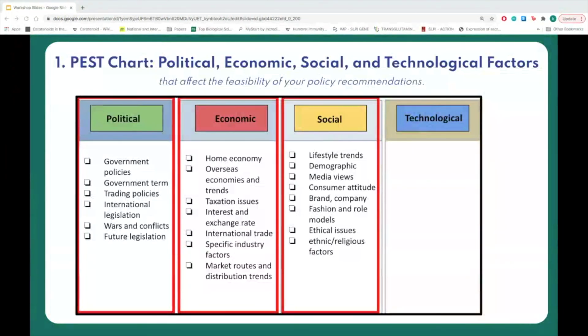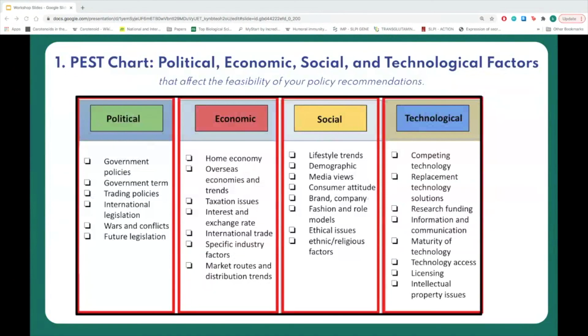Then technological factors that can affect the feasibility of your recommendation can focus on the technology actually involved in supporting or implementing a particular option, including energy usage and availability of key technology, then research funding, which is available or not, licensing, the IP landscape around the technology, and whether the patents are up for expiring in the coming future or not, and stuff like that.